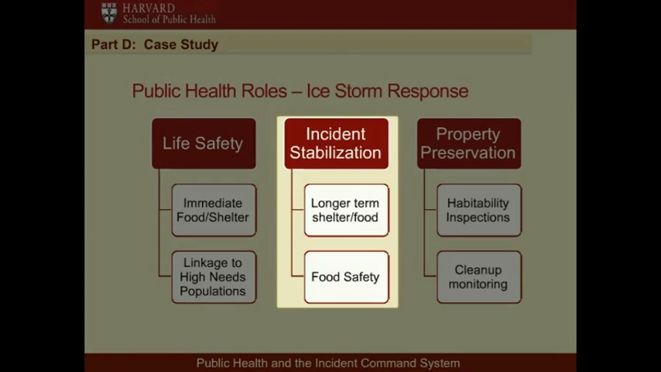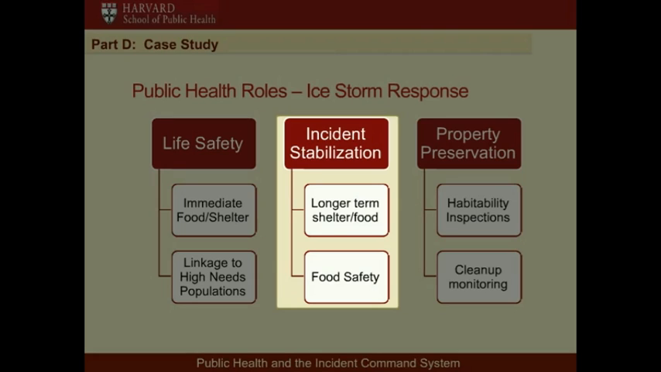Under incident stabilization, public health may need to operate a modified shelter in a longer term for those individuals who've had major roof damage or who cannot have power restored to their dwelling as of yet because of power lines down. And perhaps they have no other option but to stay in a community shelter. They can't afford a hotel. They don't have the necessary resources to come into play.